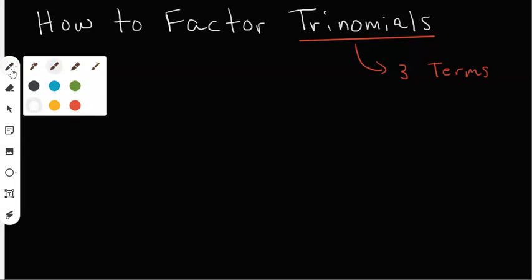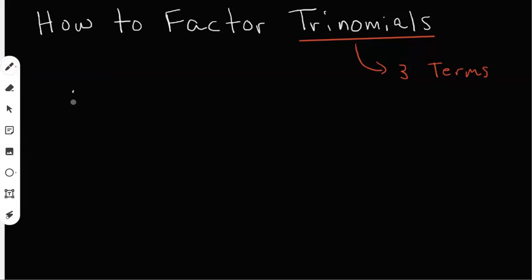We're going to factor 2x squared plus 3x minus 9. Notice that this polynomial has three terms, and terms are always going to be separated out by pluses and minuses.